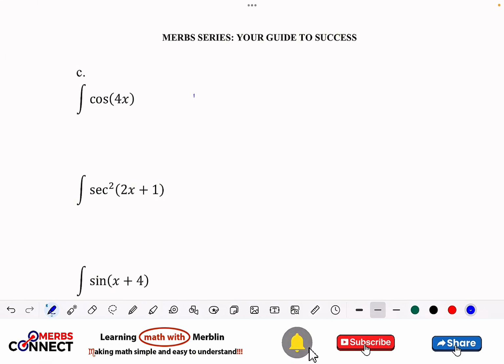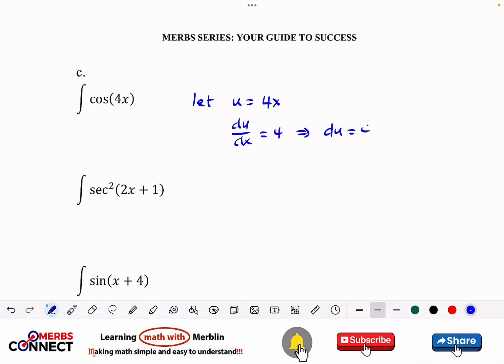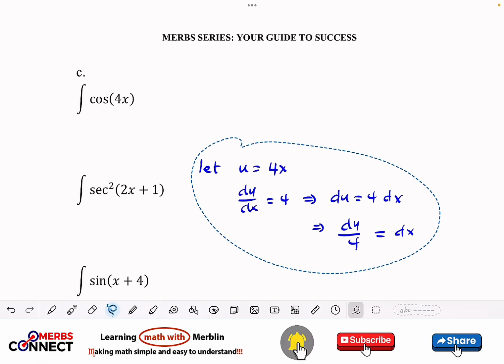So the long process here is let u be equal to the function inside the trig function. So anytime you are doing u substitution for a trig function, your u should be what's inside the trig function. So this is going to be 4x. Then we find du over dx to be equal to 4. This implies that du is the same as 4 dx, and this implies that du over 4 is equal to dx. Good. So now that we've gotten this one, then we can now do substitution.